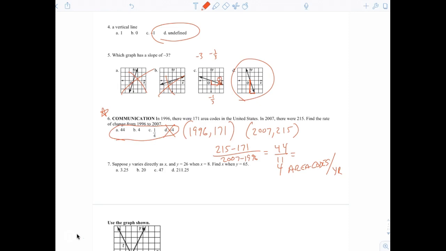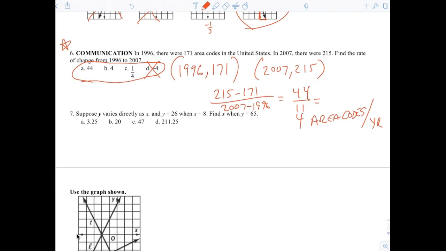All right? Number 7. Suppose y varies directly as x. When y is 26, x is 8. Now, I'm going to try to show you something today. I'm not changing it up. But do they ask for an equation here? No, they do not, right? So now watch. If they don't ask for the equation and they don't ask for k, it is just a proportion. Y over x is always equal to what? Everybody hear me on that?